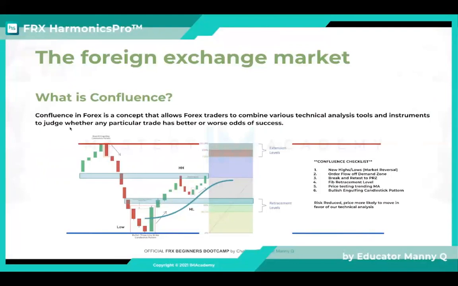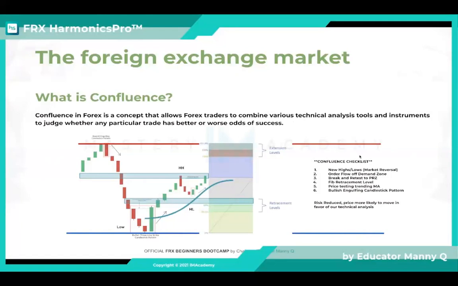So as an example, confluence in Forex is a concept that allows Forex traders to combine a variety of technical analysis tools and instruments to judge whether any particular trade has better or worse odds of success. So without going over to the market, let's just take a look at this example that I created over here, and let's look at a confluence checklist.